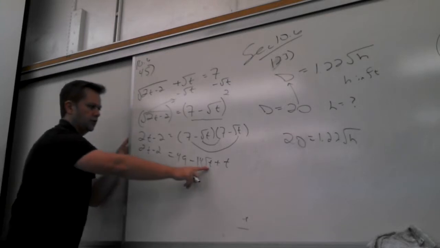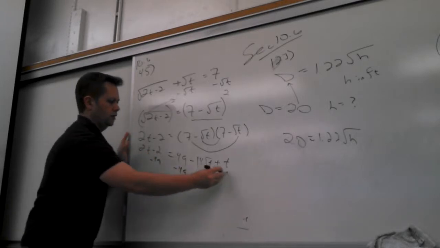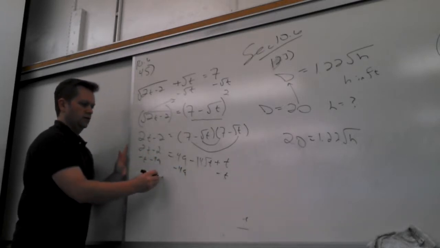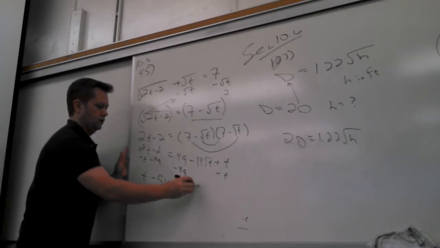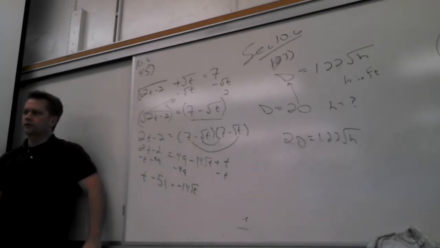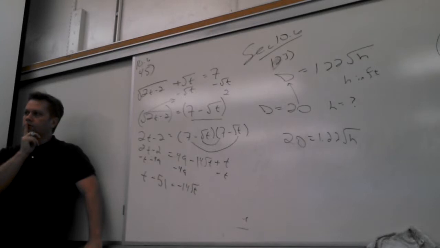So how do you get this radical by itself? You have minus 49, minus 49, minus t. So I get t minus 51 equals negative 14 radical t. Square everything. You don't have to divide by negative 14. You can just square right now, as long as you remember to square both of those.